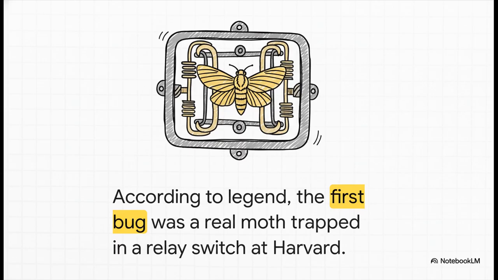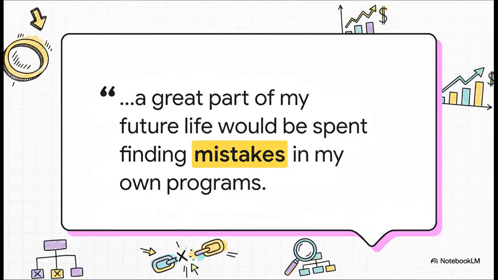But as you start building all these amazing things, you are going to run into errors. Programmers call them bugs. And don't worry, it's a rite of passage. In fact, there's a legend that the very first computer bug was a literal bug. A moth got stuck in a relay switch at Harvard and gummed up the works. The computer pioneer Morris Wilkes realized this way back in the day. He said, quote, "A great part of my future life would be spent finding mistakes in my own programs." Finding and fixing bugs isn't a sign that you've failed. It's just a fundamental, normal part of creating things with code.